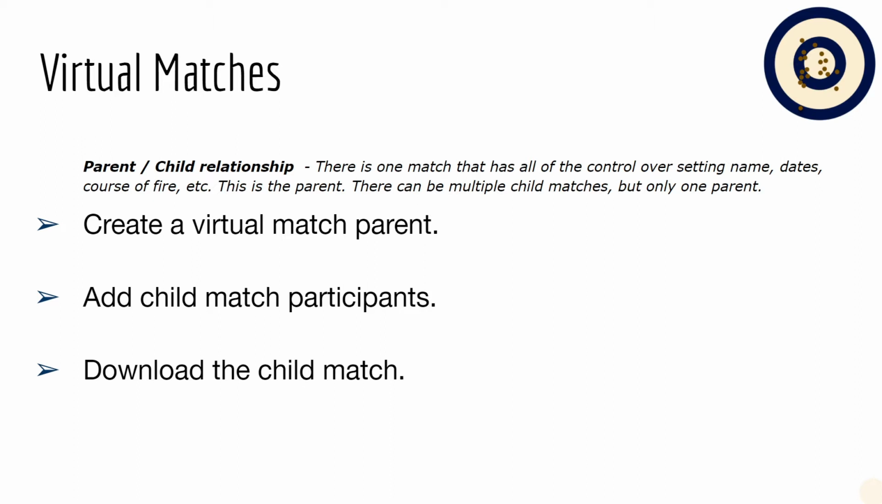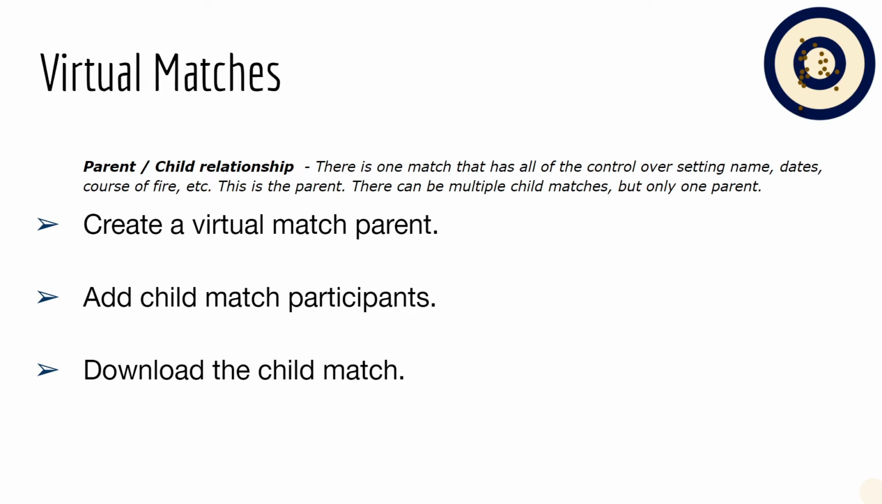With virtual matches, it's important to understand the parent-child relationship. This is how these matches work. There's one match that has all the control over setting the name, dates, course of fire, etc. This is the parent. There could be multiple child matches, but there is only one parent match.